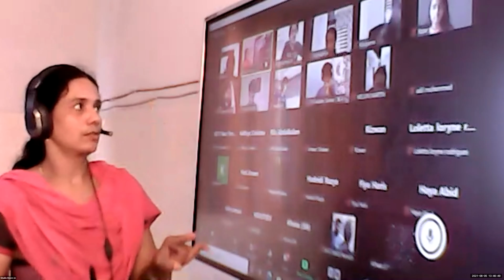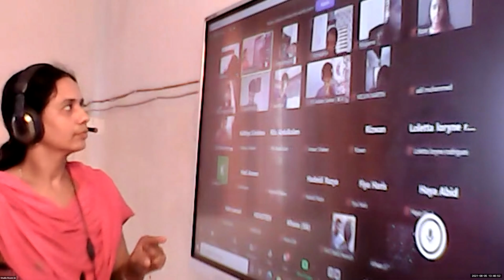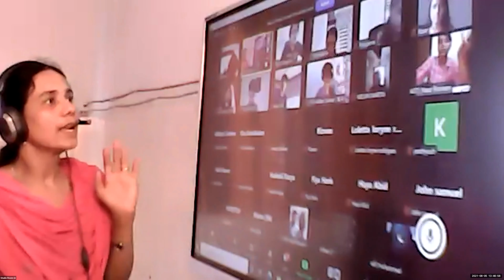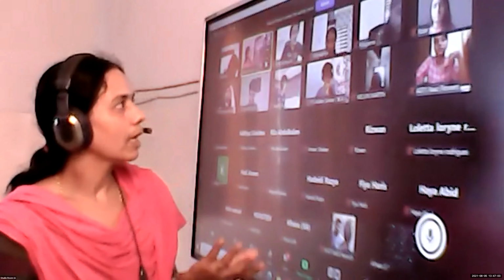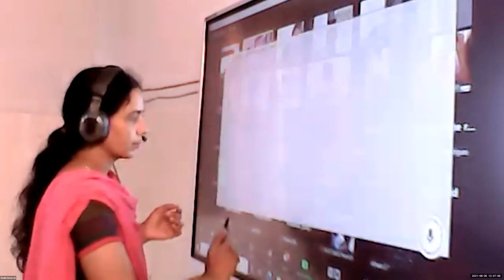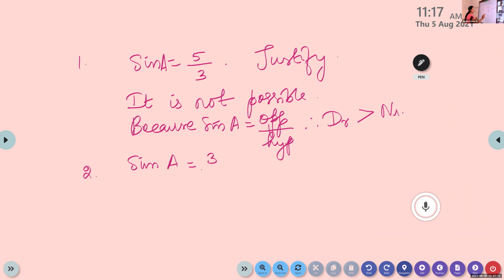for sine and cos. For sine and cos, the numerator must be less than the denominator, because in the denominator we have the hypotenuse. Okay, suppose it is given like this. Suppose sine A is 3/4. Then it is okay. It is correct. It is possible because the denominator is the hypotenuse. We know that hypotenuse is the longest side. It is allowed.